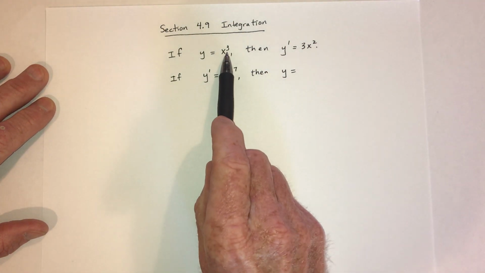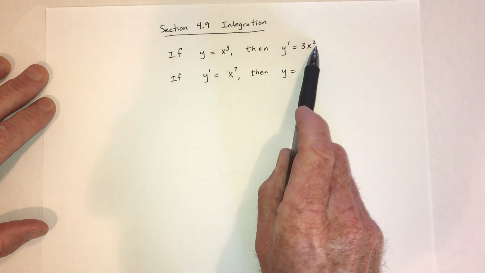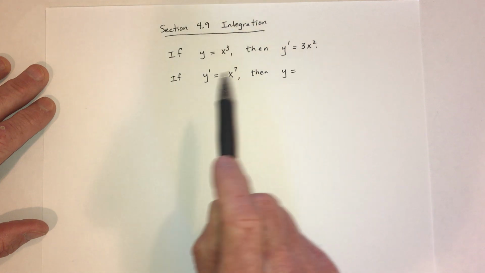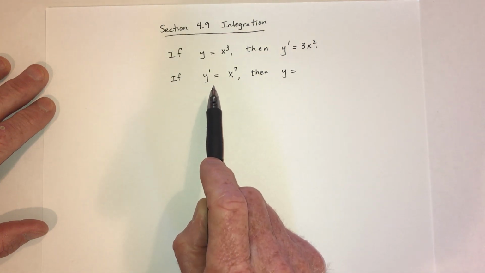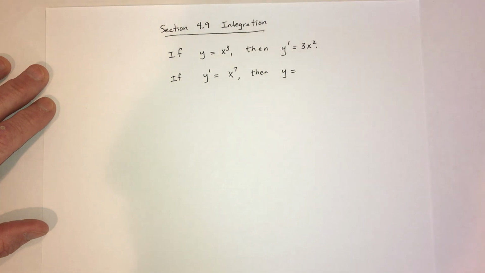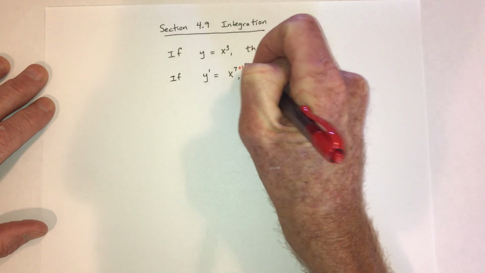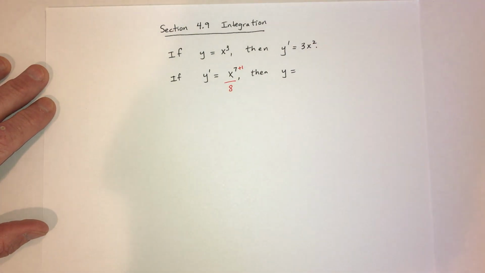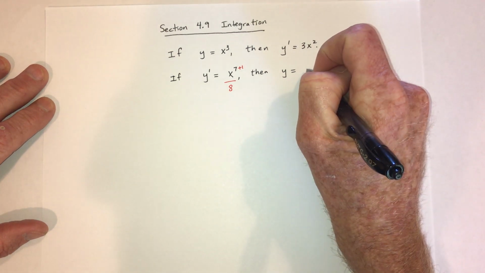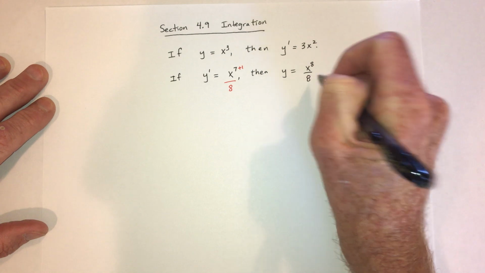So in here, using the power rule, you bring the 3 down in front and multiply, subtract 1 from the exponent. Since we're doing the opposite of the derivative, we need to do the opposite of those operations. So instead of subtracting 1, we need to add 1. And instead of multiply, we need to divide. So the original function was x to the 8 over 8.